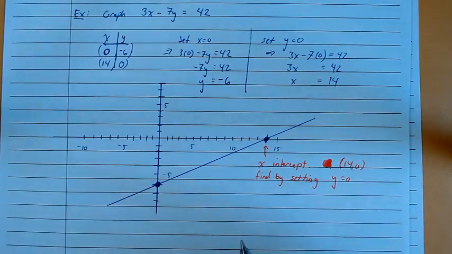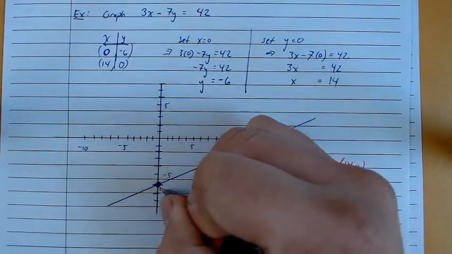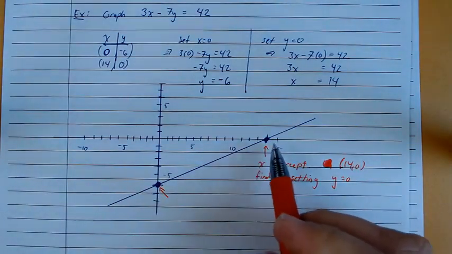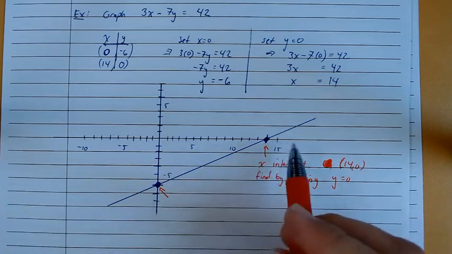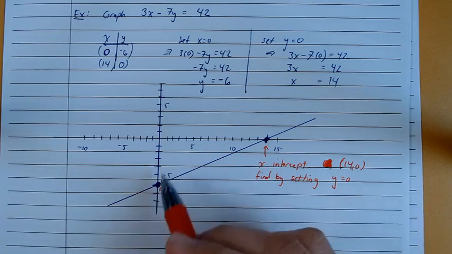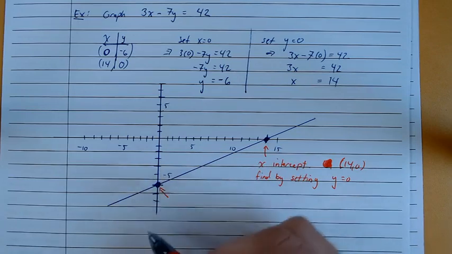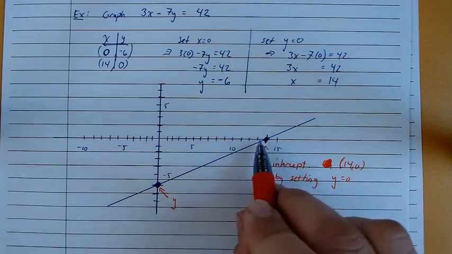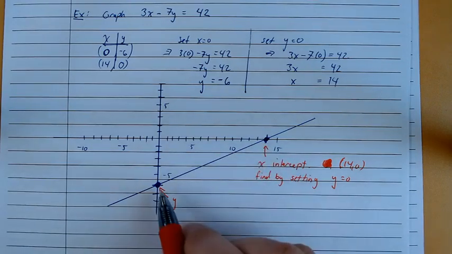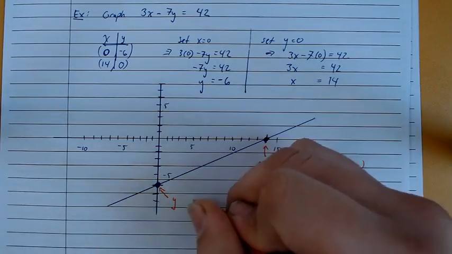It doesn't take any imagination to realize that this is called the y-intercept because it crosses the y-axis. This one is the x-intercept because it crosses the x-axis. Then this one is called the y-intercept because it crosses the y-axis. I'm getting ahead of myself, right? So this is where you cross the x-axis. You call it the x-intercept. This is where you cross the y-axis, so you call it the y-intercept.